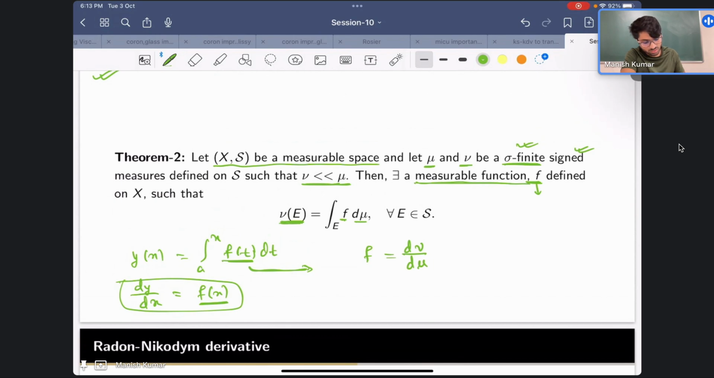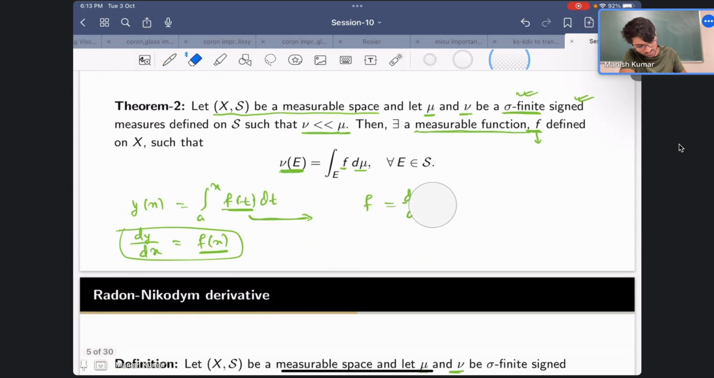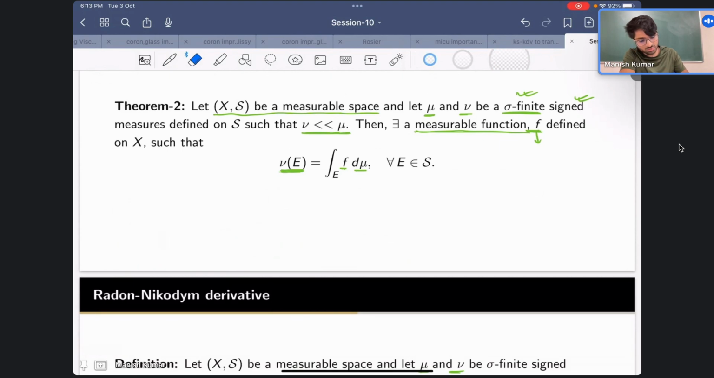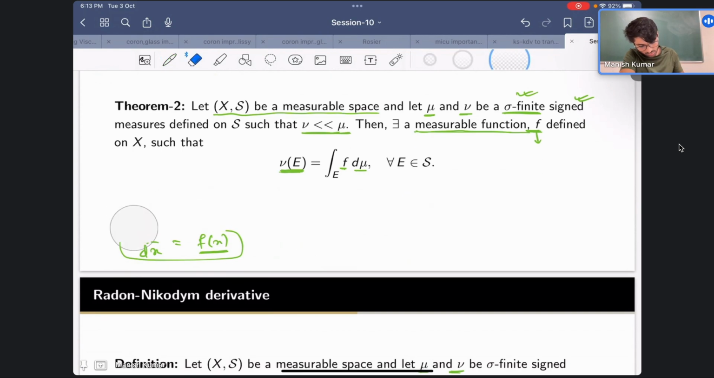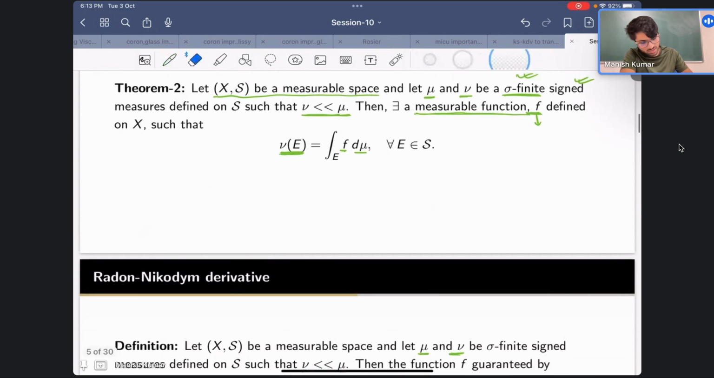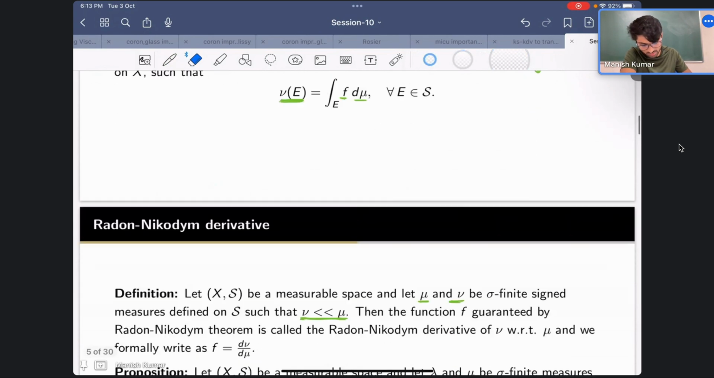Okay, so this is what the Radon-Nikodym derivative is. This is just to motivate you, to make you understand how this notation is coming. It is coming because of the fundamental theorem of calculus type of result that you have seen. Now we'll see some examples of how to compute this in the coming slides.